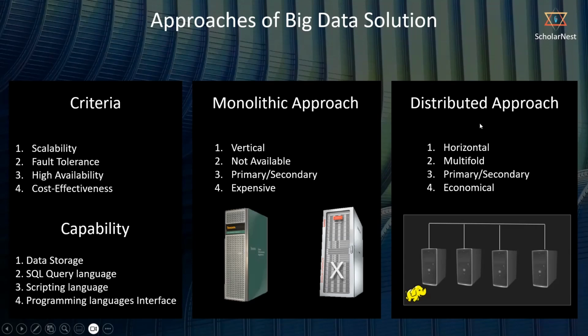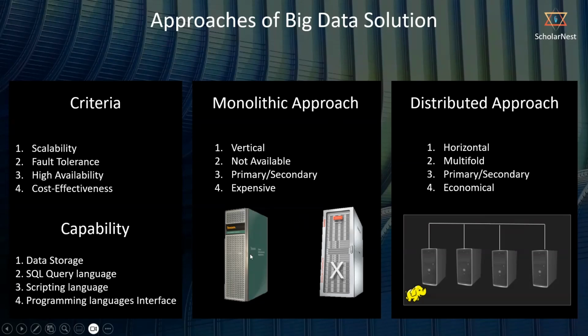But then there was a distributed approach. They were trying to build a completely new system for that. So both the approaches were being evaluated on four main criteria. Right. The first criteria was scalability. Whether this approach or that approach, which one is more scalable. So the monolithic approach was vertically scalable, and the distributed approach was horizontally scalable.